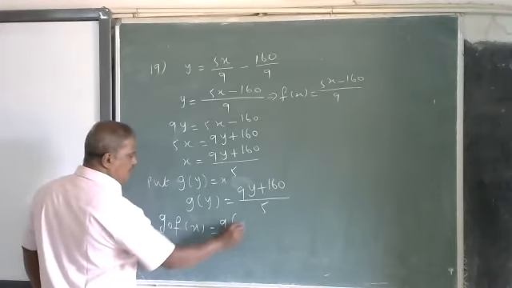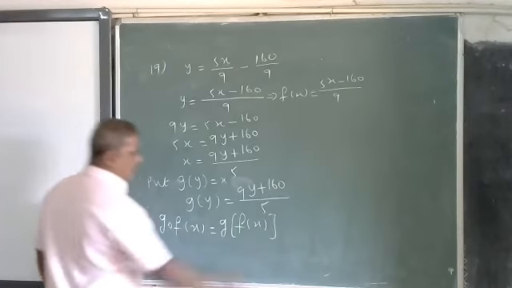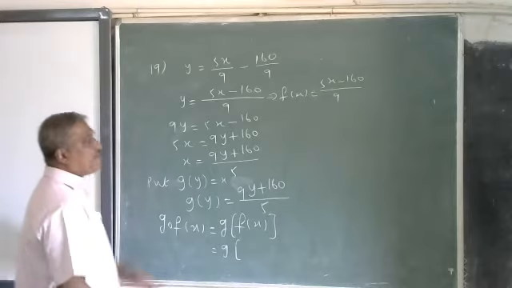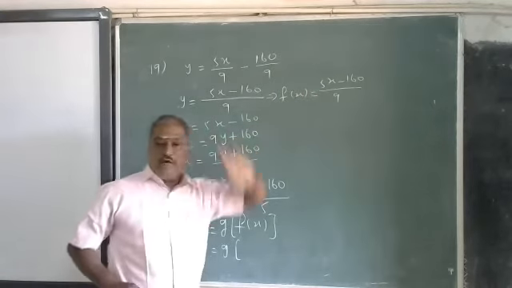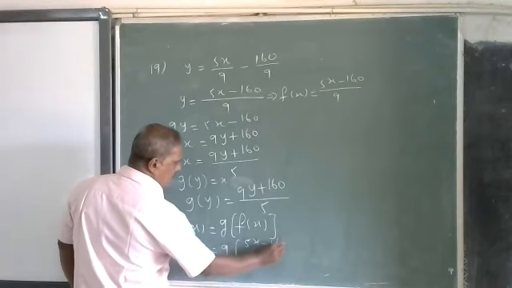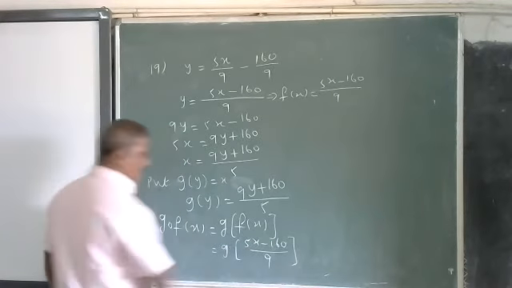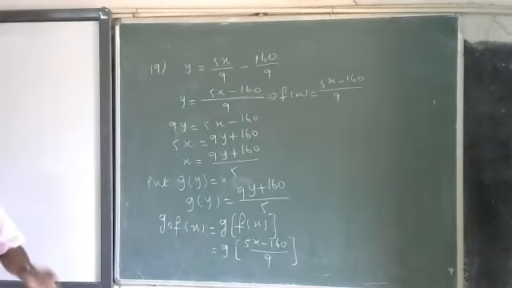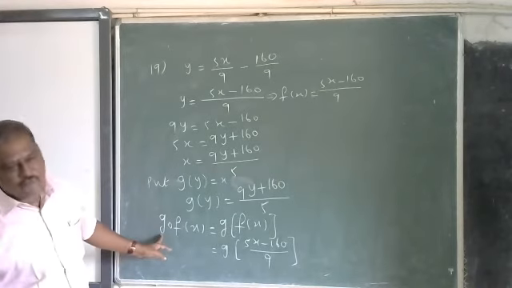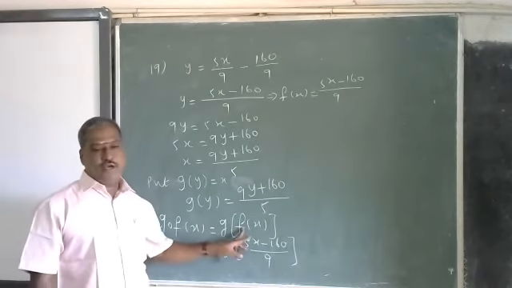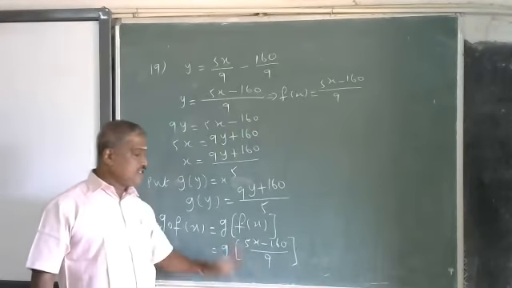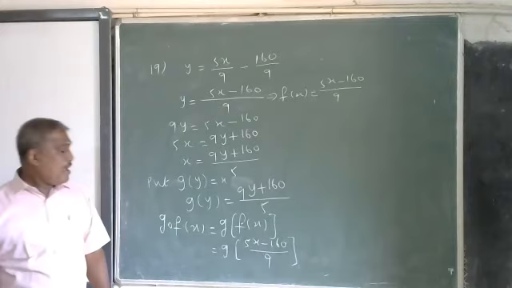g dot f of x equal to g of f of x, where f of x equal to (5x minus 160) divided by 9. So the composite function g dot f of x equals g of f of x, that is g of (5x minus 160) divided by 9. And now, the next step.